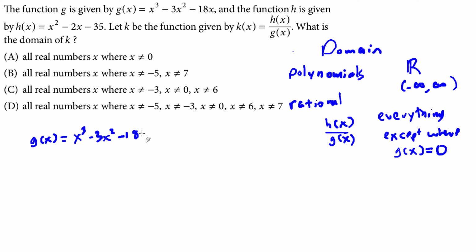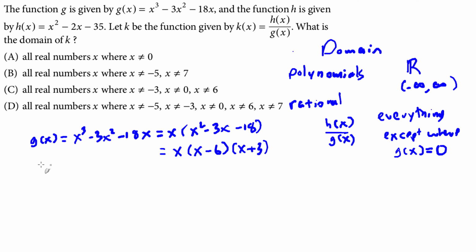I'm like, dang it, it's cubic. I don't like factoring cubics, but I see that every term has a factor of x, which means I can factor out an x. And I'm left with x squared minus 3x minus 18. And now I can factor. That's actually really easy. Find two things that multiply to negative 18, add up to negative 3, and I get that this factors as x minus 6, x plus 3.